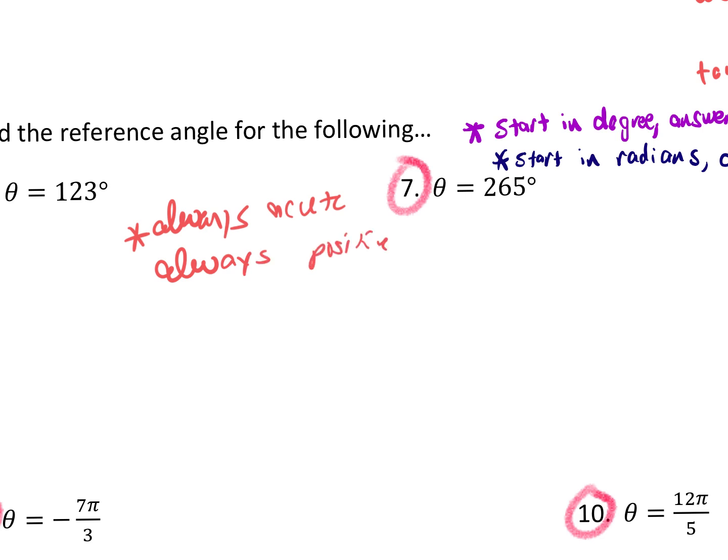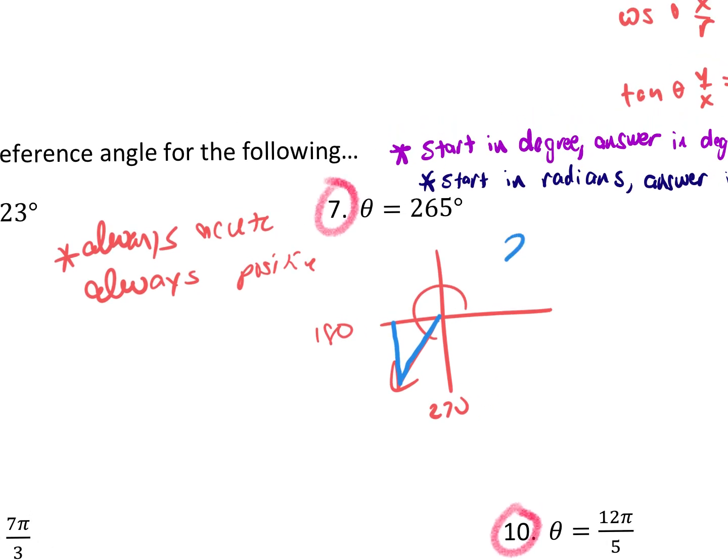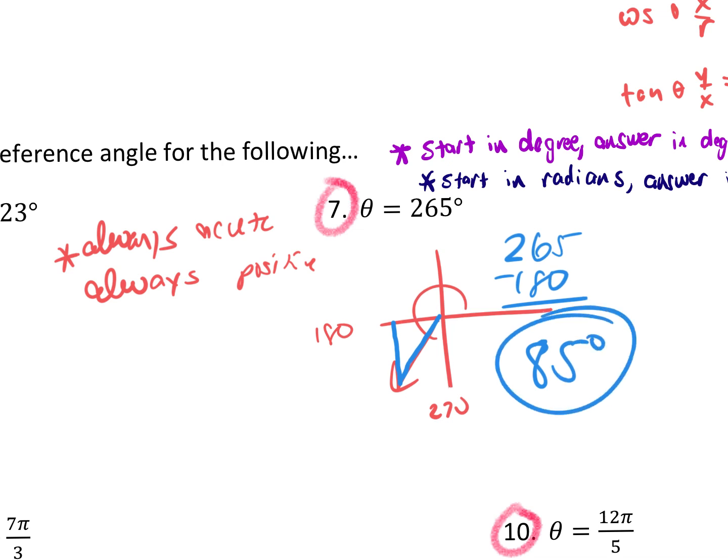So how do we find reference angles? Well, first thing I'm going to do is draw my angle. The given angle is 265. You guys agree with me that 265 is in quadrant 3? It's in between 180 and 270. So your reference angle is formed by the terminal side and the x-axis. So what's the rule for quadrant 3? Angle 265 minus 180. What's 265 minus 180? 85 degrees. Is that number acute? Yes. Is it positive? Yes. Okay, you're good.